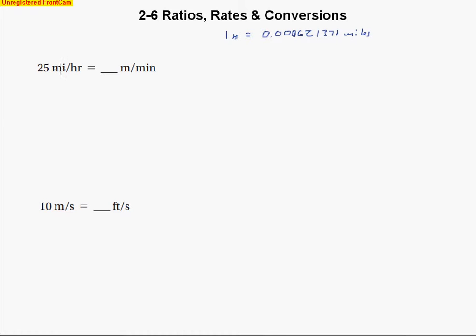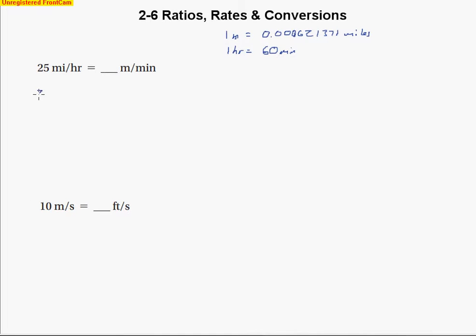And so I need to know that, and I need to know how many minutes are in an hour. So I'm going to write down 1 hour equals 60 minutes. Now you could have used the conversion factor for 1 mile equals how many meters, and that would give us the same answer eventually. So either way will work out.